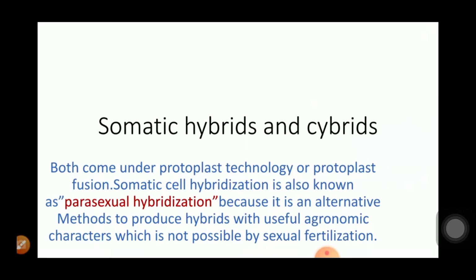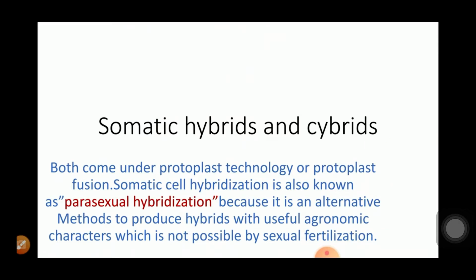Protoplast fusion or protoplast culture, which is basically used in plant cell culture, has a wide range of applications in plant breeding programs. So let us discuss somatic hybrids. Before coming to somatic hybrids, you must know about protoplast culture.